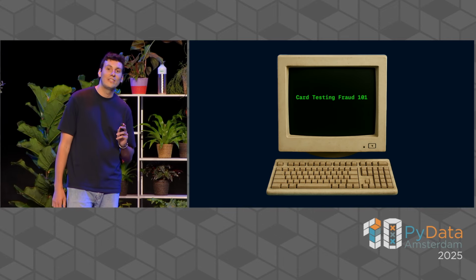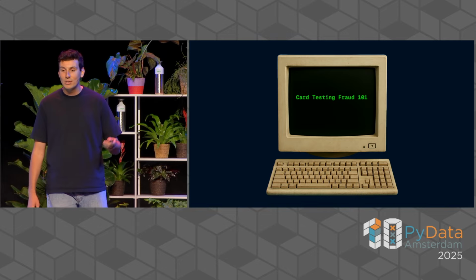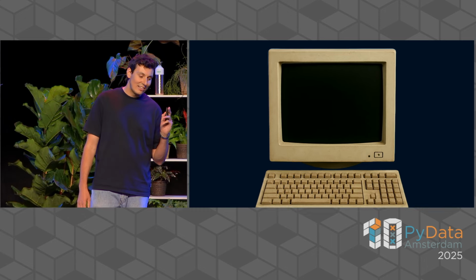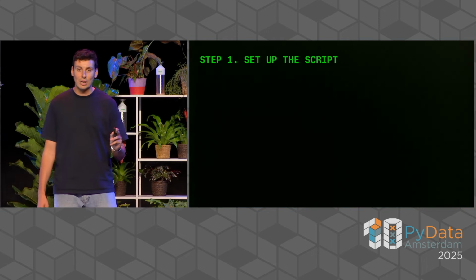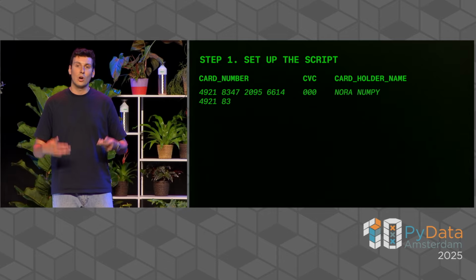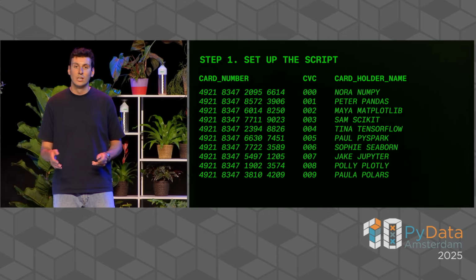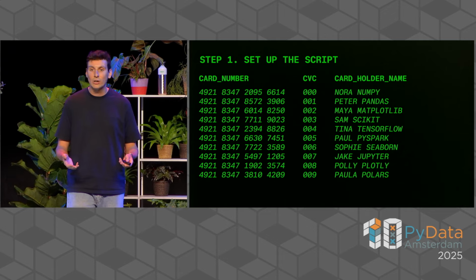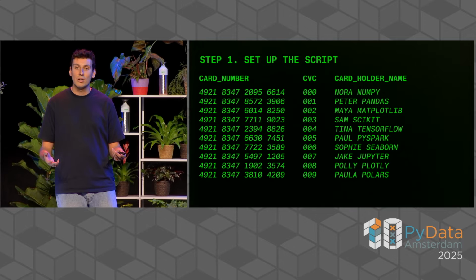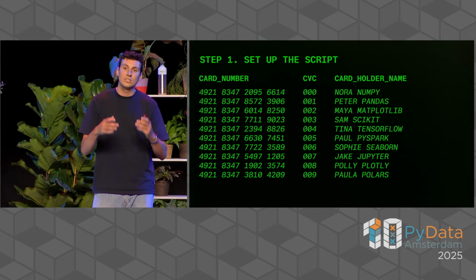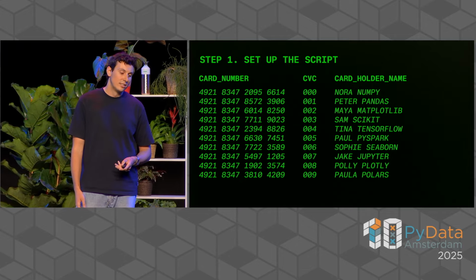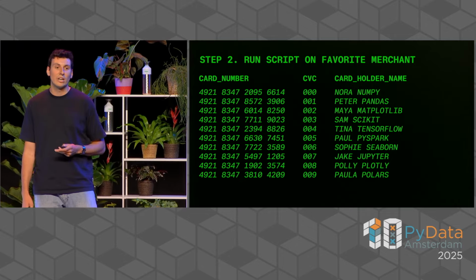You start off with a desktop, or any device will do, any tablet, any laptop, any computer, even your iPad, any device that connects to the internet. And as the first step, you set up your script. This script iterates over possible card details. So in this example, you see that the fraudster tries certain card numbers, certain CVC codes, also certain cardholder names as well. And they're trying to iterate over these details until they've found something that matches up, and those details are correct. So as a second step, they run this script on their favorite merchant.